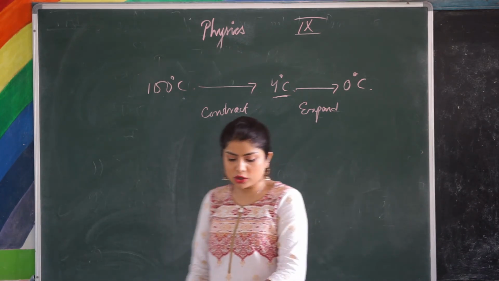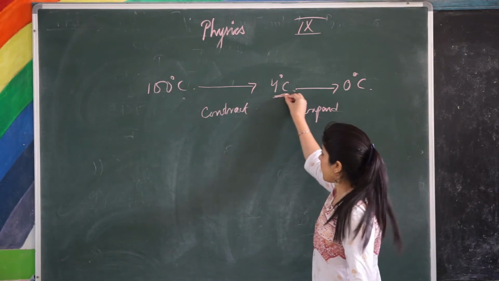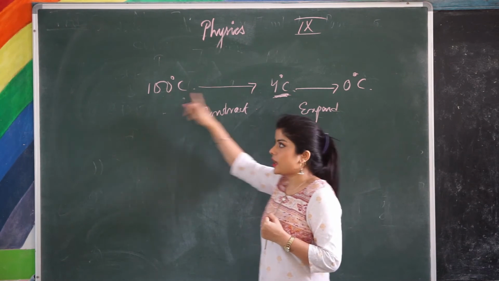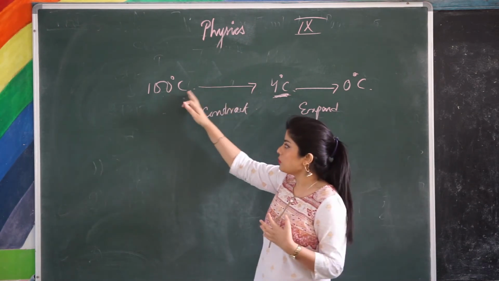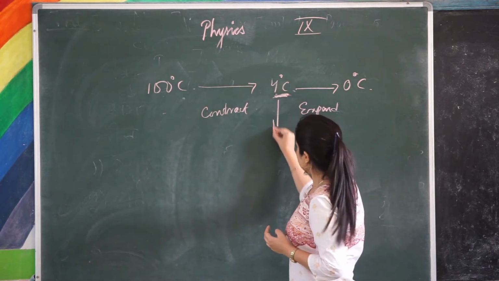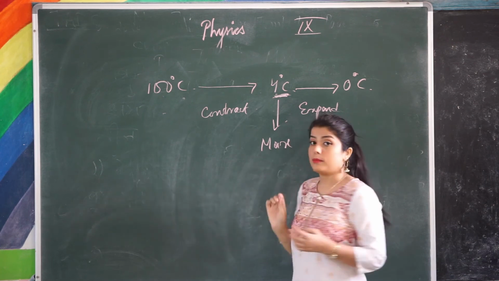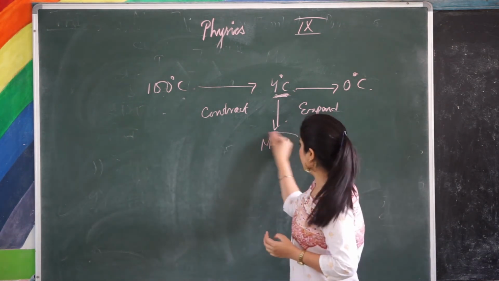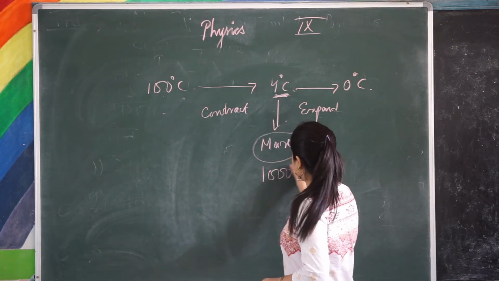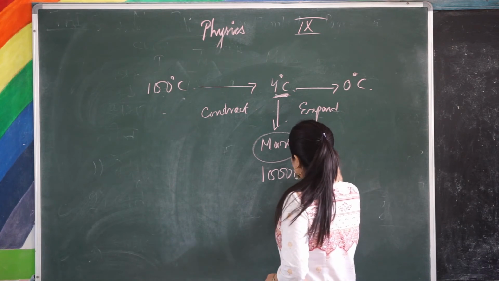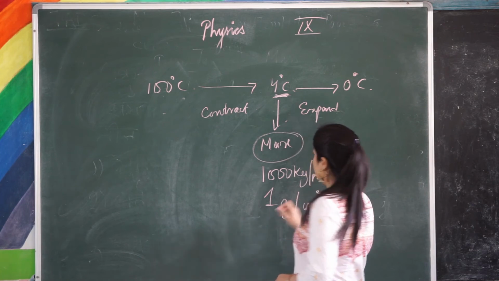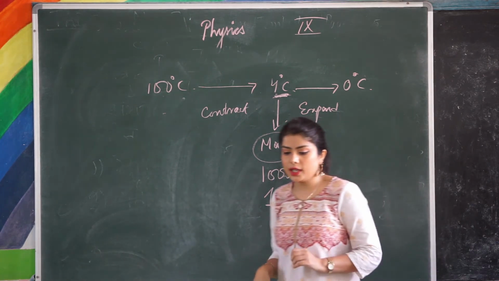So the density of water is maximum when it contracts, the density increases. The density at 100 degrees Celsius and 4 degrees Celsius will be different. As we cool the liquid, the density will keep on increasing up to 4 degrees Celsius. At 4 degrees Celsius, the density becomes maximum. The density at 4 degrees Celsius is maximum, which is around 1000 kg per meter cube or 1 gram per centimeter cube. This is the maximum density of water at 4 degrees Celsius.